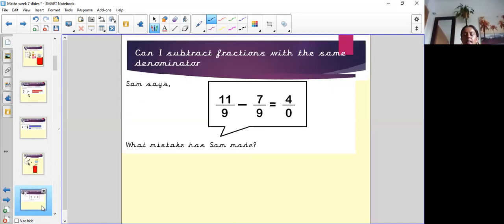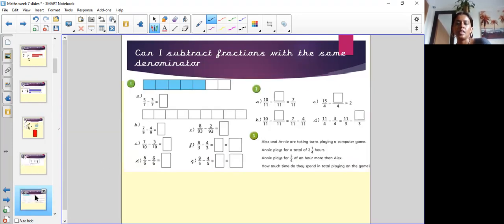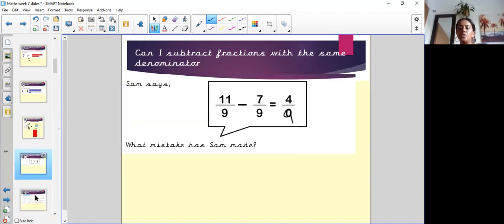Sam says 11/9 minus 7/9 is 4/0. What mistake has Sam made? Fantastic. So Sam's done the right thing to the top because Sam's taken 11, take away 7, which equals 4. But we don't do anything to the denominator, so it should be 4/9, not 4/0. And what Sam's done is taken away the denominators from each other. 9 take away 9 and ended up with 0. Now we do not subtract the denominators.